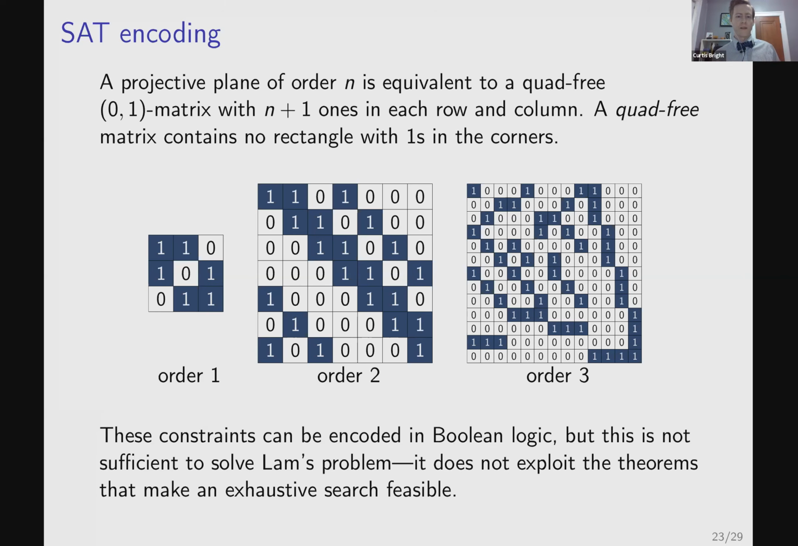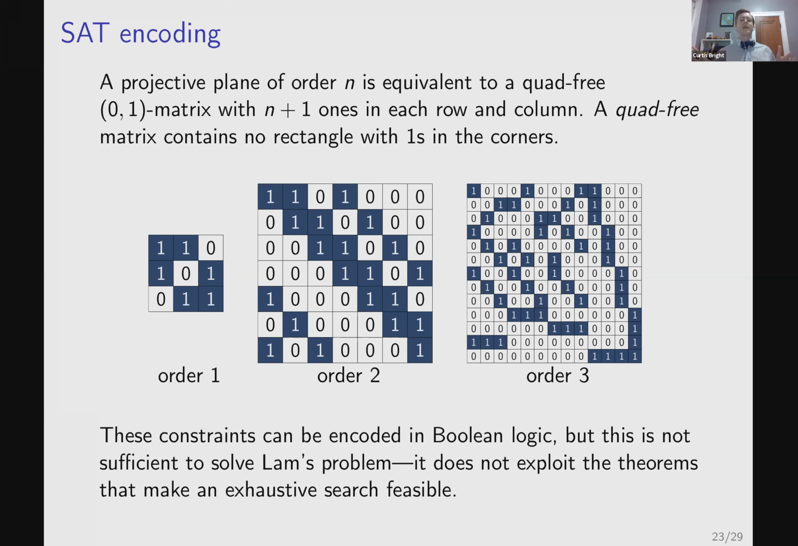And so if there's a 1 in the ijth entry, that means that the ith line contains the jth point. Okay, and so the axioms are then going to specify that the number of ones in every row and column is constant, right? It's going to be 1 greater than the order of the plane. You also specify that there are no quads in the matrix. So a quad is a rectangular submatrix with 1s in the corners, because if there was a quad in your matrix, that would give you 2 lines which meet in 2 points, right? And all lines are going to meet in exactly 1 point.